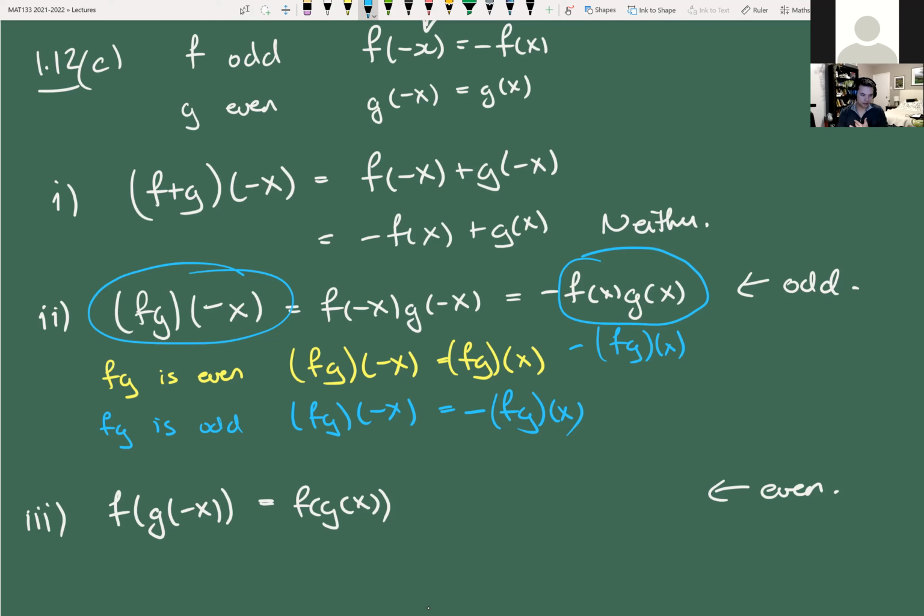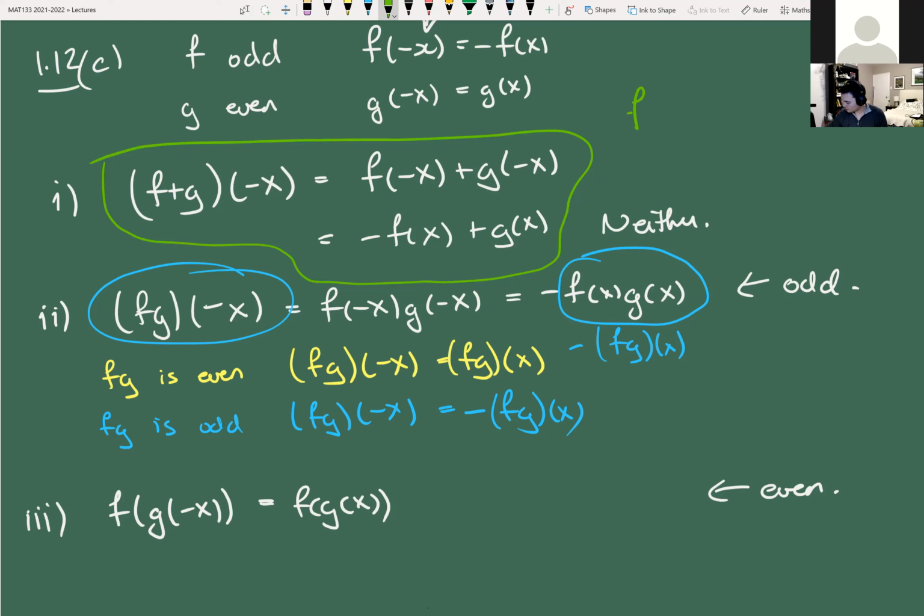Does that make sense? I'm trying to see, does the minus sign come out or not? And in this case, it does. Yeah, if it comes out, it's odd. If it doesn't come out, it's even. Note in part 1, it is neither though, right? Because it does come out of the f, but it doesn't come out of the g.